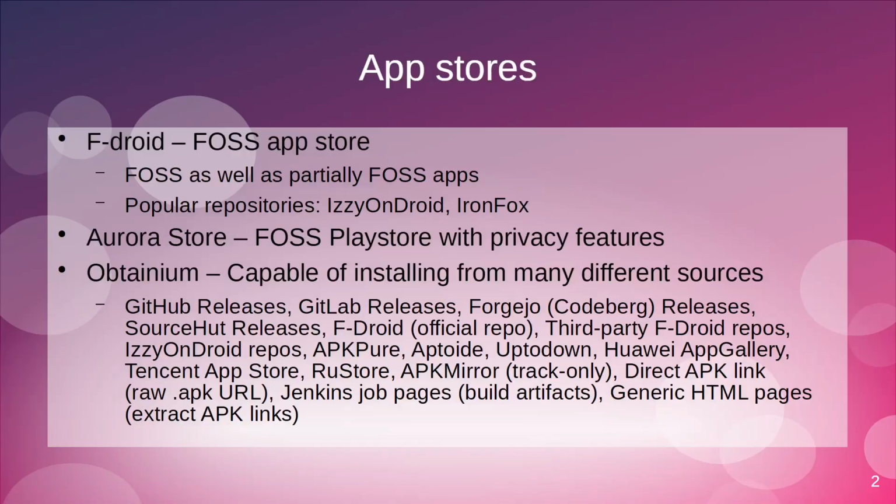And then we have Obtainium, which is definitely the strongest, most important of all these because it's capable of installing from many different sources, including F-Droid and even Easy Android repos. So I would definitely add Obtainium if you don't have it already. And you can get Obtainium through F-Droid. But yeah, I would install all of this.